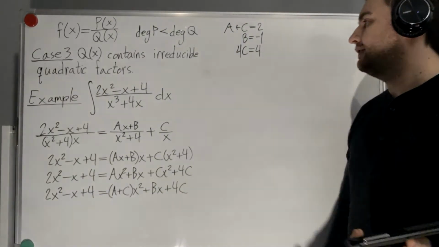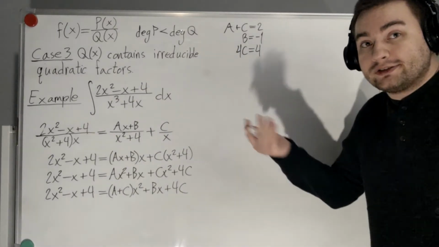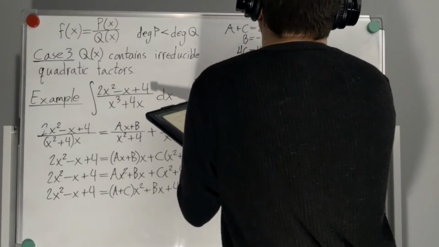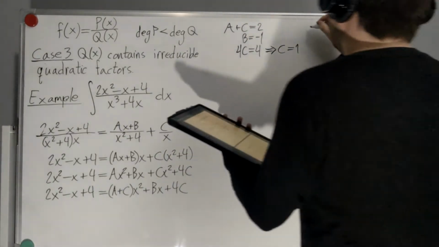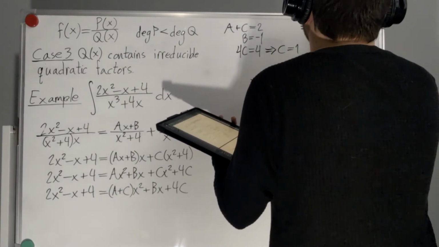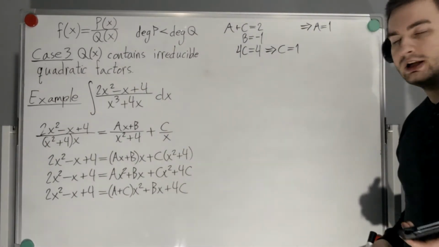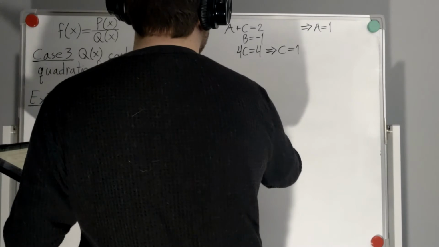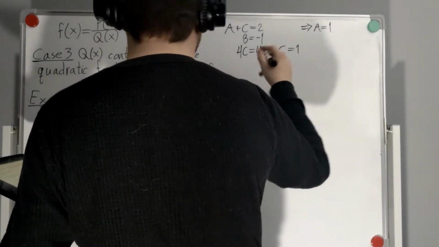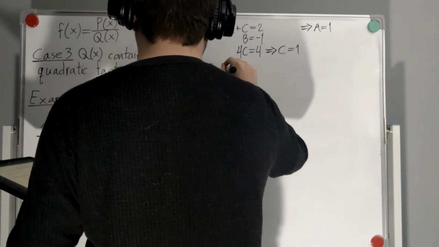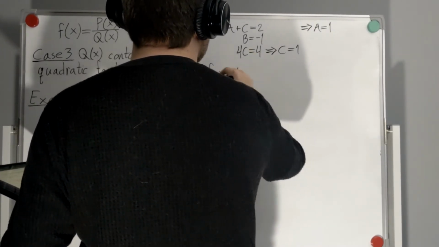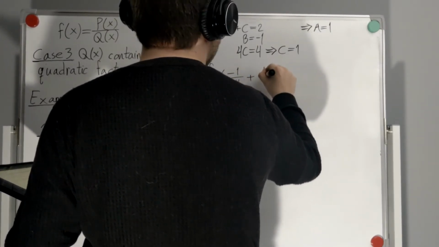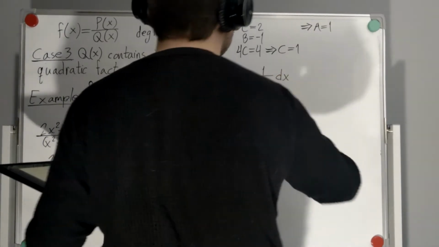All right. So of course, that leaves no mystery as to what b is. As for c, that makes it pretty clear that c is going to be 1. And then if c is 1, then that means that a has to also be 1. All right. So now, this decomposition becomes, well, what we're dealing with is the integral of 1x minus 1 divided by x squared plus 4 plus 1 over x dx.